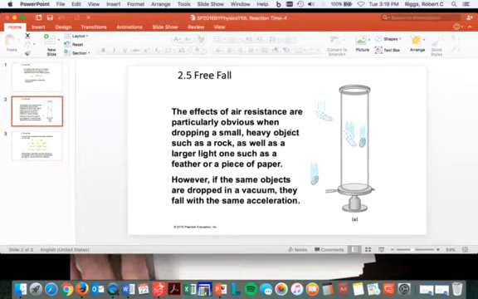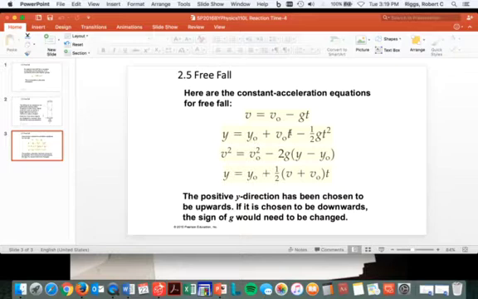All right, so now here are the constant acceleration equations for free fall, and let's talk about what we mean by acceleration. All right, let's just talk about acceleration here real quick. Okay, here's what we mean by acceleration.